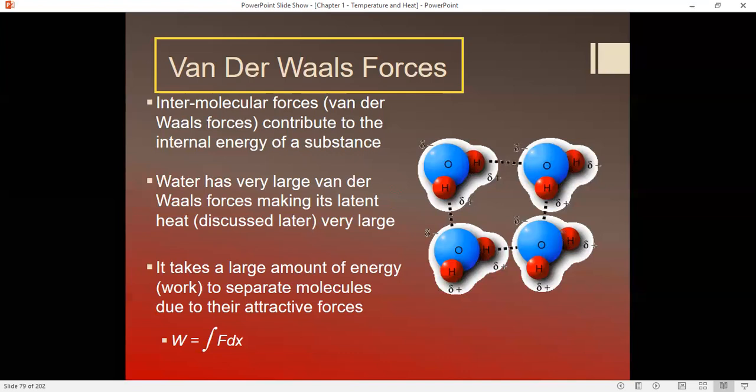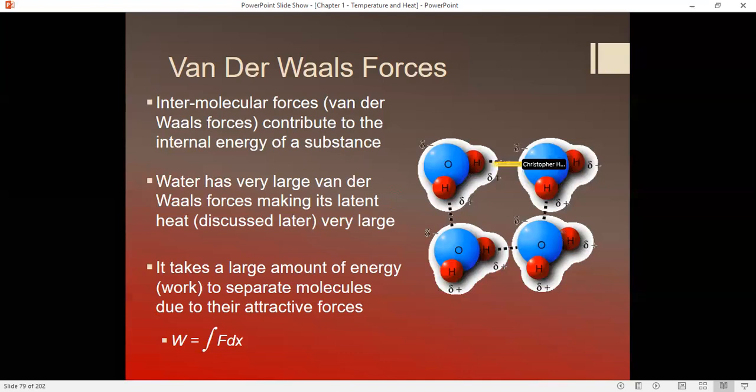But in any case, these are hydrogen bonds right here between 2 water molecules, and it can take a large amount of energy to separate the molecules due to these intermolecular forces. Okay? If we add heat to the system, we can break these bonds and go from a solid, like ice, to a liquid, water, to a gas, steam.